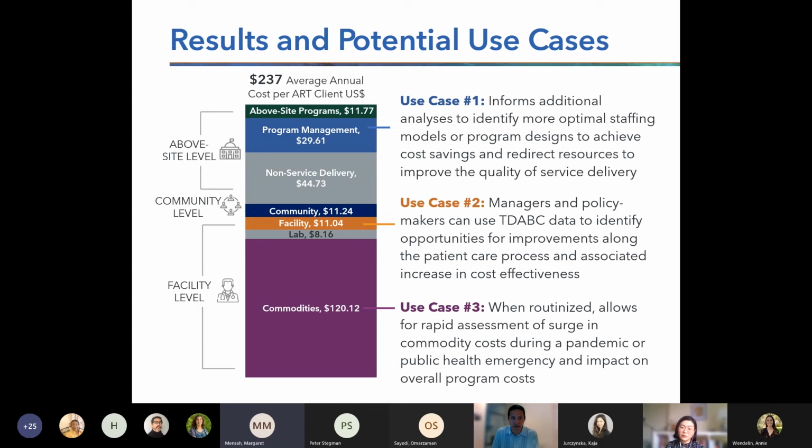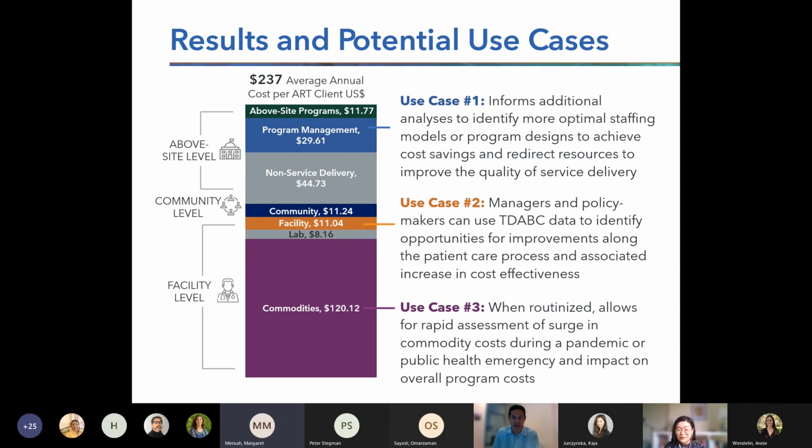And one of the advantages of a routine ABCM system is that it should allow for rapid assessment of impact on the overall program cost whenever there's a surge in commodity costs, such as what we see happening during the COVID-19 pandemic. For example, an interactive dashboard that would allow users to adjust input data, such as price of commodities, or maybe even taking a step further, more ambitiously, linking input data from routine data systems that already exist, will enable adaptive program planning, even if the end users don't have an intimate knowledge of the technicality of costing.